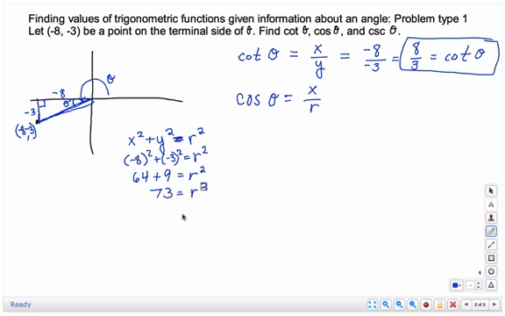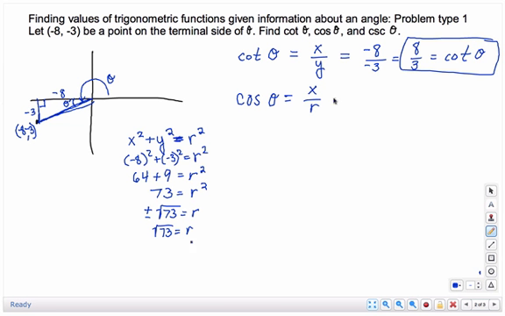And then we're going to square root both sides here. So when we square root both sides, we get plus or minus the square root of 73. But remember, r will always be a positive value. We're just going to talk about the distance for r and not use that as any kind of location. That's how it makes sense in my brain anyway. Okay?